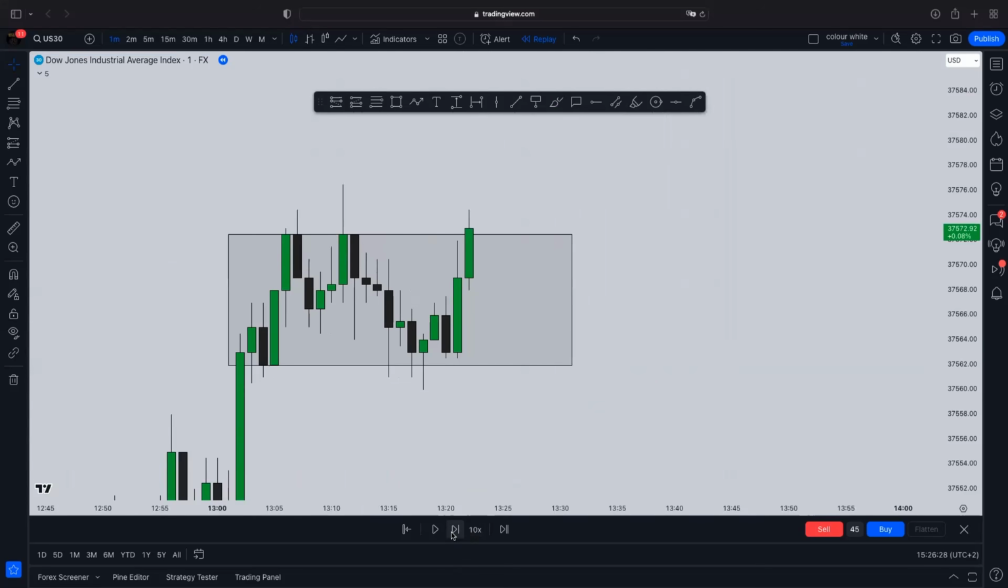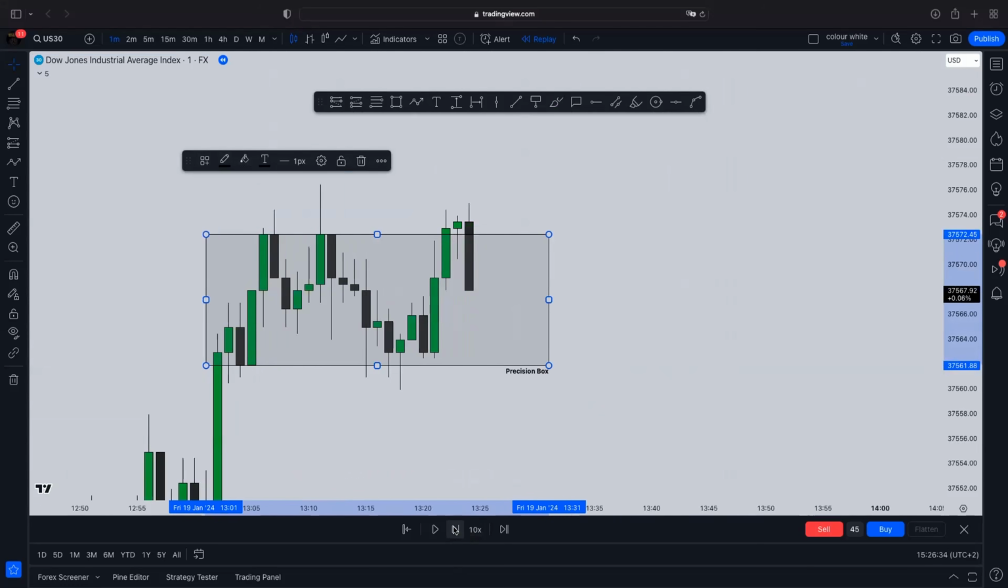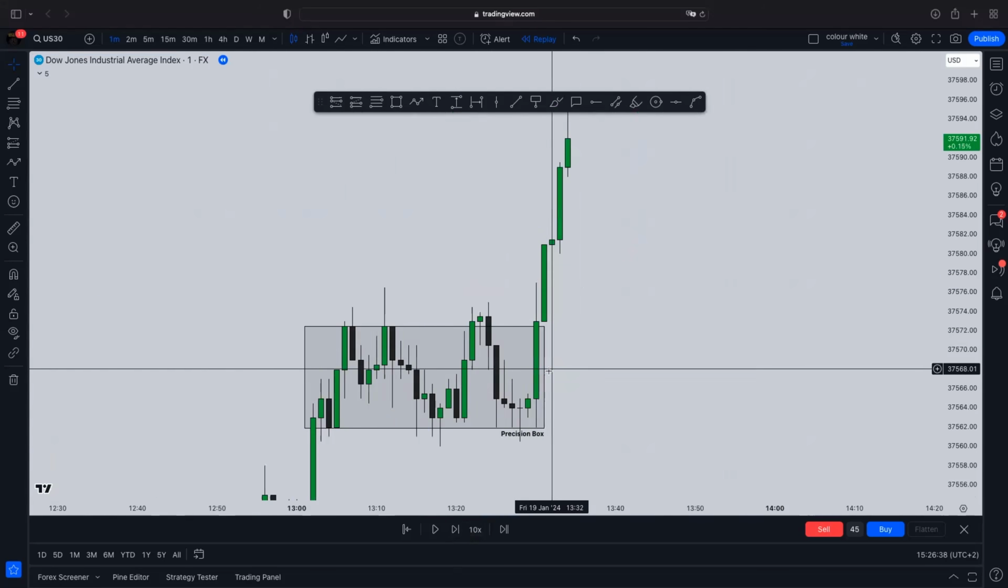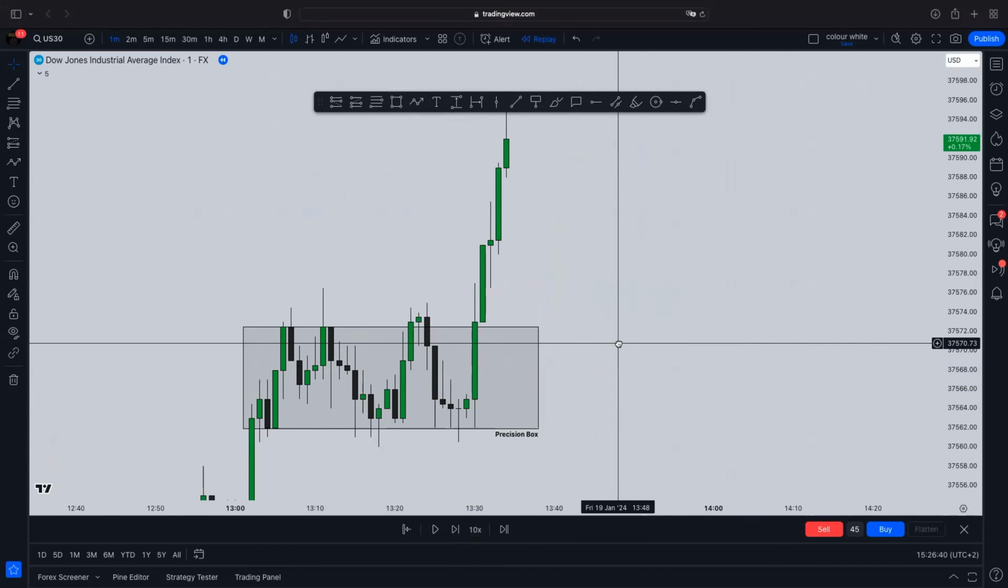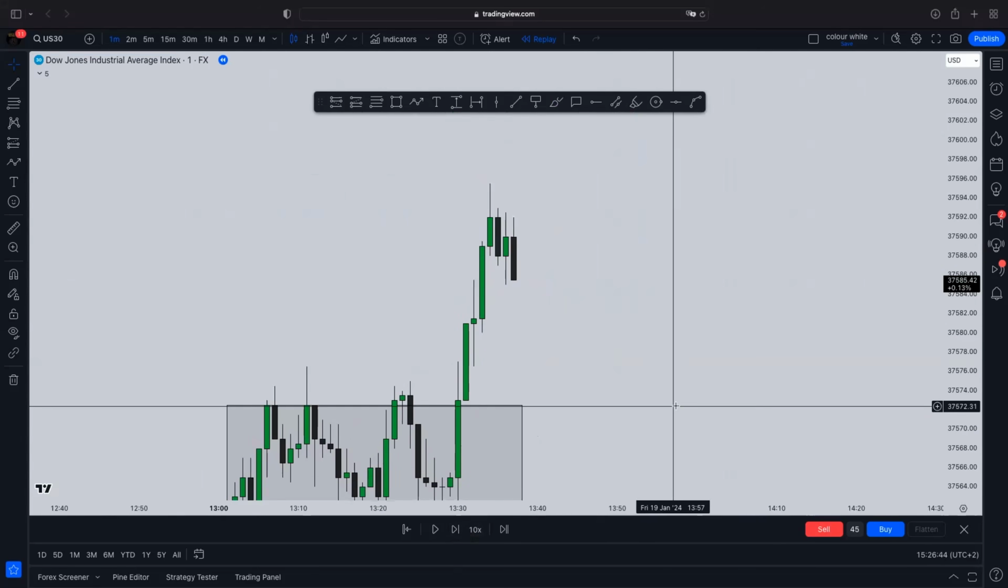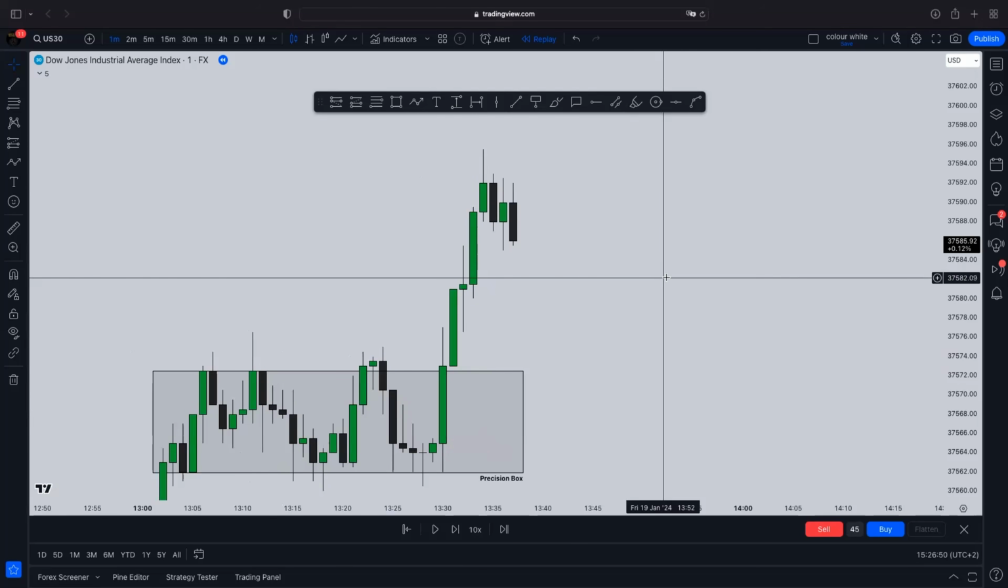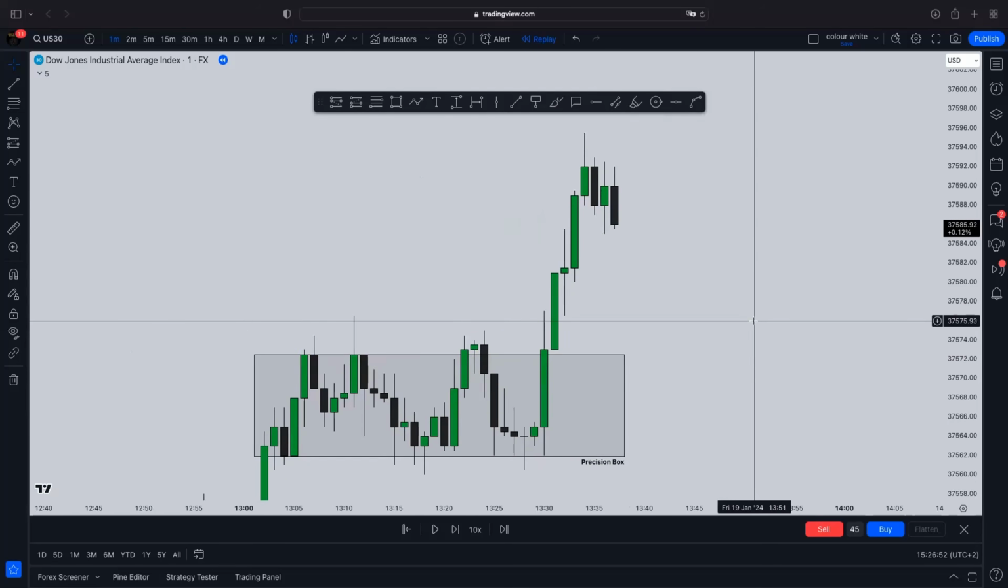But here we go. Look now. After this precision box, what happens? You'll see a massive move eventually occurs from that move. Eventually, a massive move happens. And that is exactly what I want to teach you guys. This is exactly what I'm trying to get across to you guys. I do believe that this is very valuable.